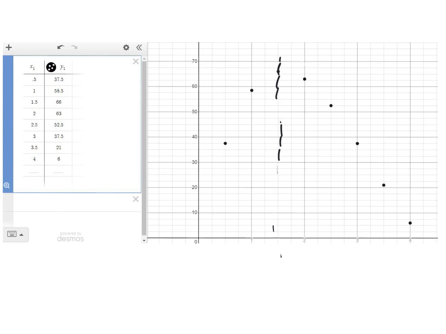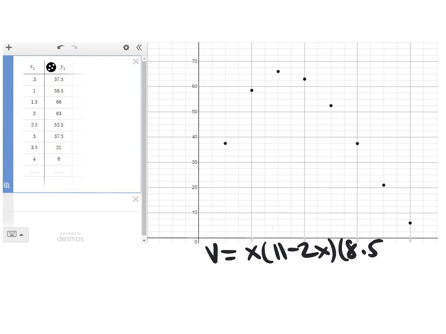We're not used to seeing this graph. So this is going to actually be a cubic function. The reason why I know that it's a cubic function is because the volume is equal to x times 11 minus 2x times 8.5 minus 2x is what I am graphing. And I have three factors. This is a factor, this is a factor, and this is a factor. And so since I have three factors, this is going to be called a cubic equation.